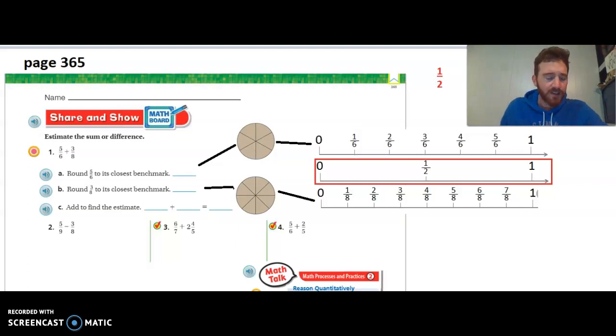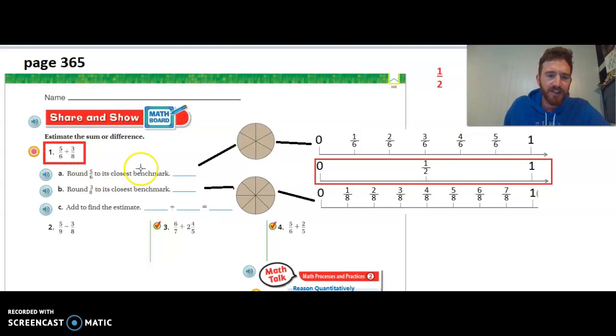But just to go over this number 1 on page 365, then we'll take a look at a couple others. I got a couple other visuals here where we can practice around. Again, this is just a quick little simple problem, but we're walking through it slow. So we're going to estimate the sum or difference. We're going to estimate the sum of 5/6 plus 3/8. Okay.